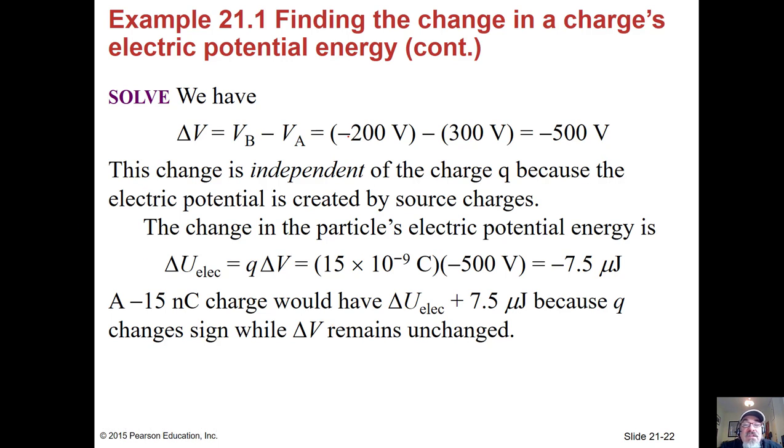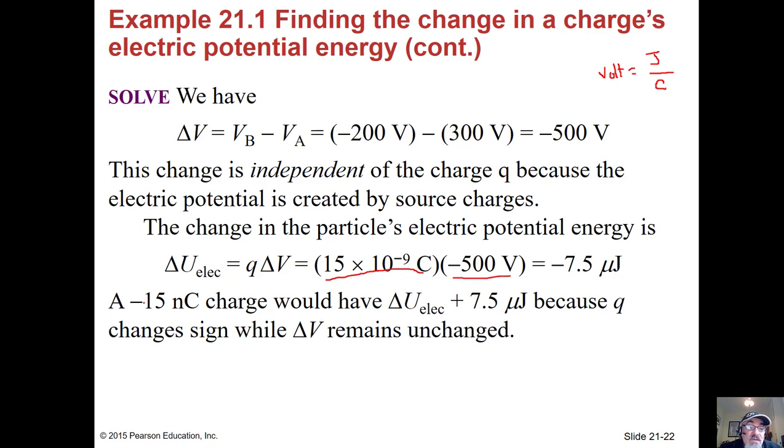So the difference in voltage is minus 500. This change is independent of the charge. It's just a number there. Remember, it's volts. What do volts actually equal? Joules per coulomb. That's what a volt is. So if a volt is a joule per coulomb, multiply a volt by the amount of charge, and you get how much energy you have stored there. That's what's being done here. Here's the charge, here's the voltage. You can figure out how much energy is there.